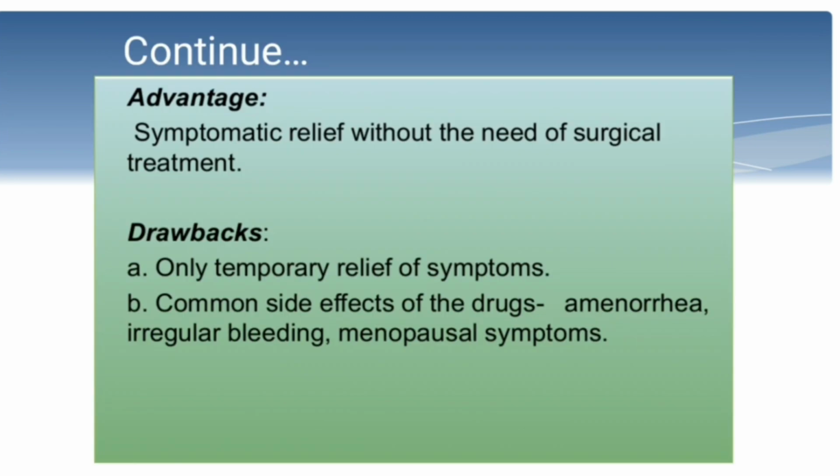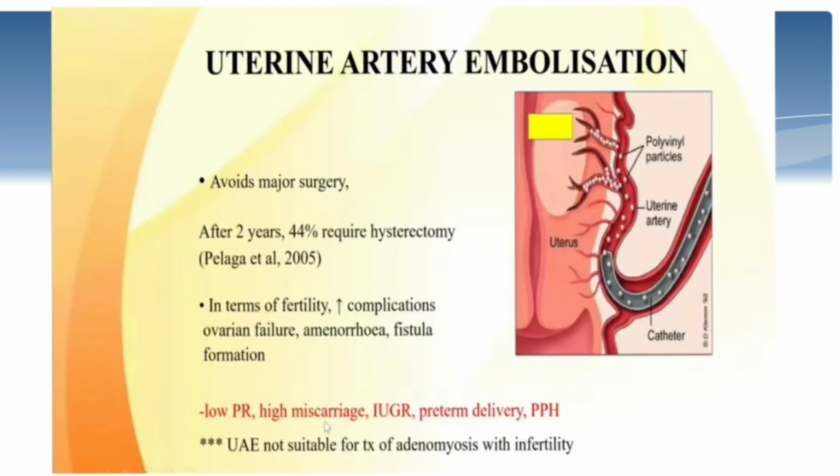Okay, what are the advantages of these drugs? These give symptomatic relief only without any need of surgical treatment. But there is a drawback. What are these? Only temporary relief of symptoms, but there is no permanent solution of the disease. Common side effects are amenorrhea, irregular bleeding, and menopausal symptoms like hot flashes and sweating, several postmenopausal symptoms.